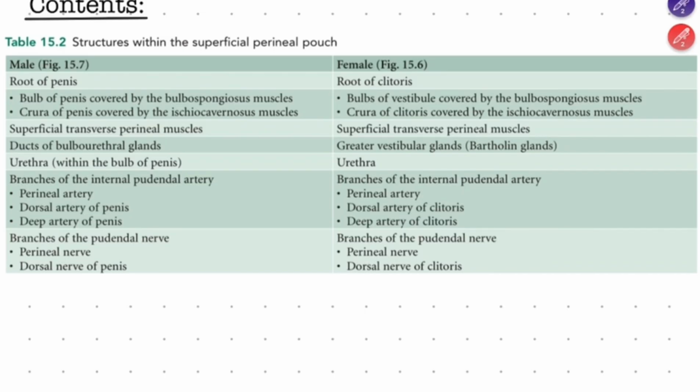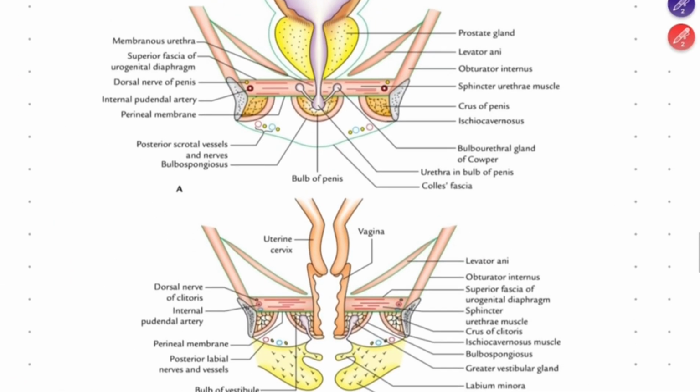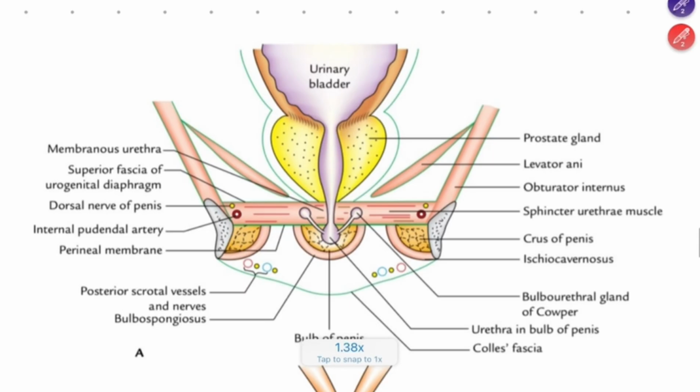This is the comparison of structures within the superficial perineal space in males and females. Let's discuss. In males, we have the root of penis, bulb of penis along with the bulbospongiosus muscle, crus of penis along with the ischiocavernosus muscle. Then we have the superficial transverse perineal muscle and ducts of bulbourethral glands.